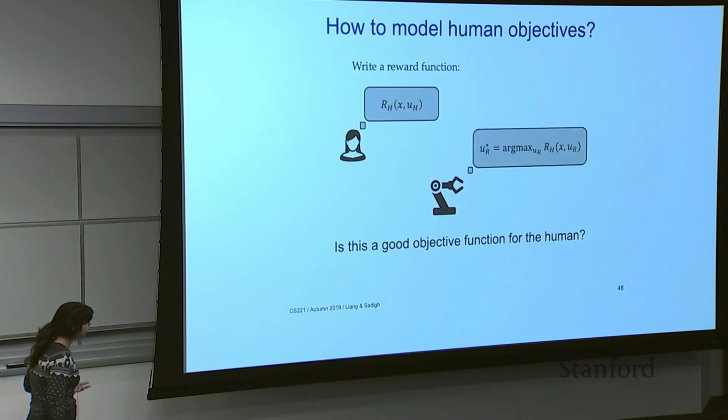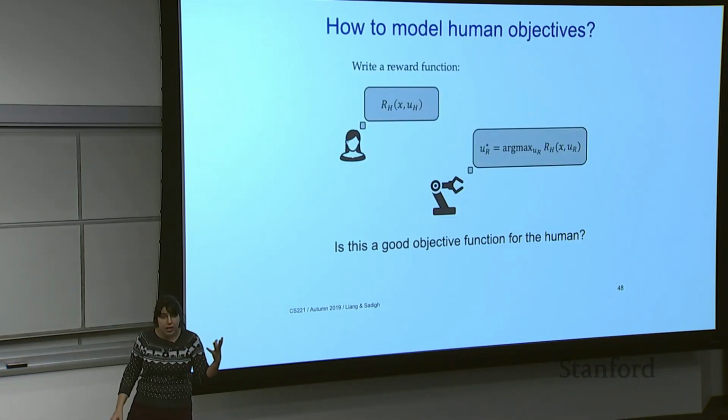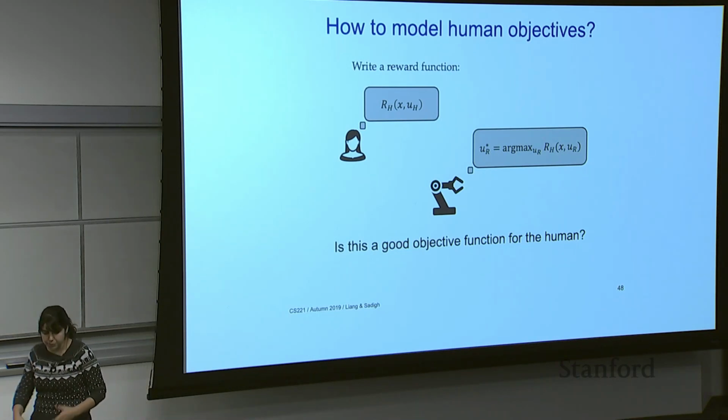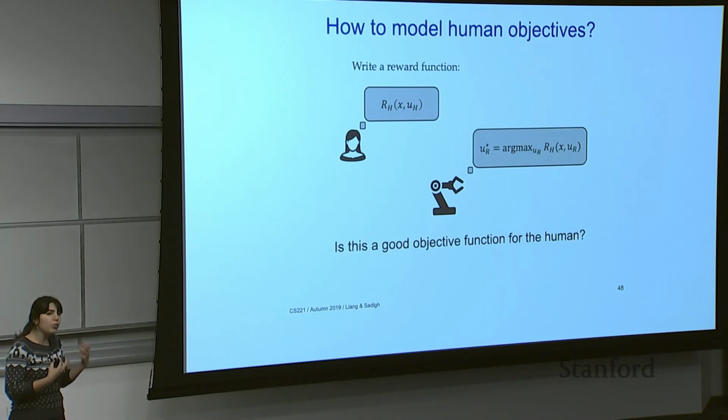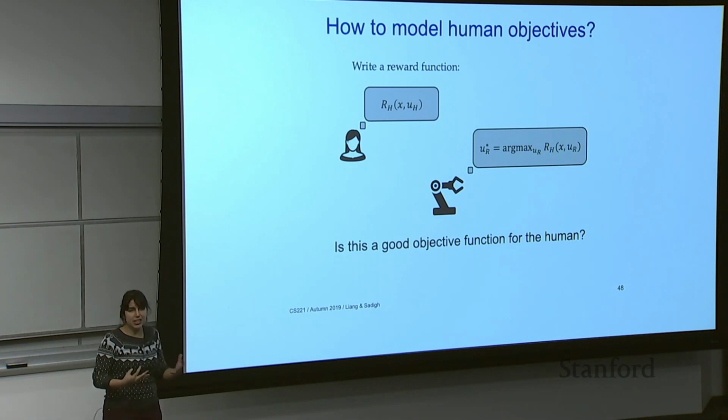And speaking of humans, another question that comes up usually when it comes to robotics or when it comes to AI is, well, what is it that humans want? Like in general, even in the case of robotics, this is a big problem.